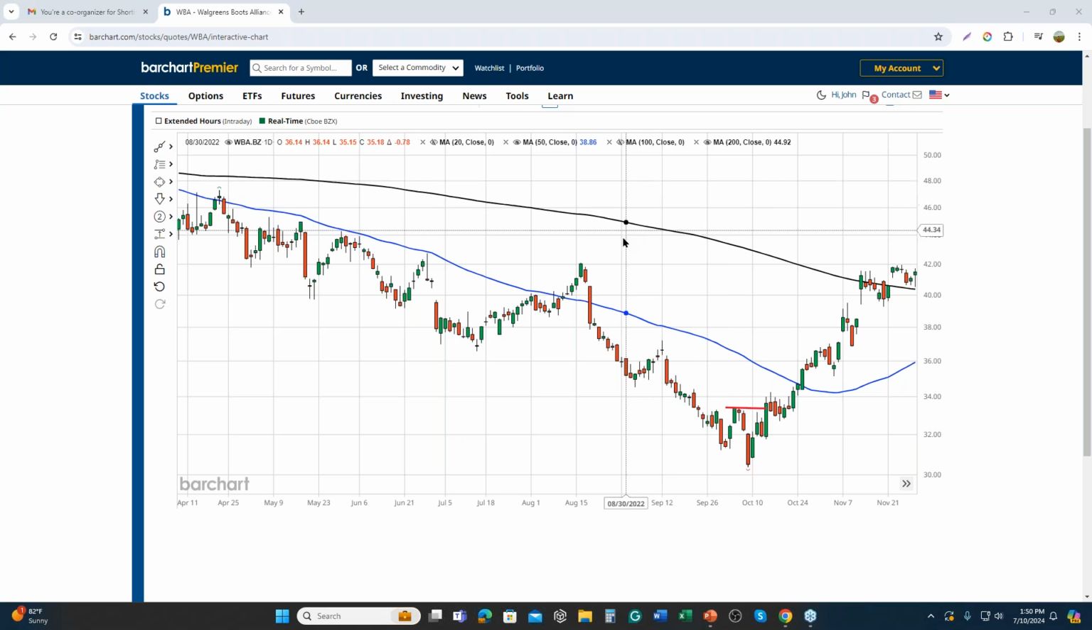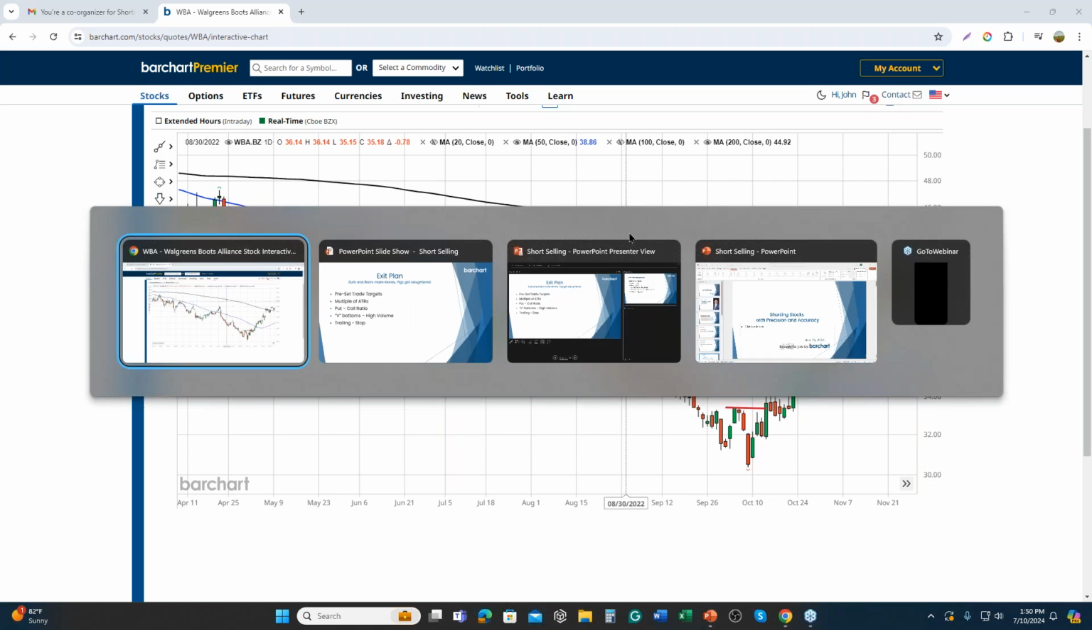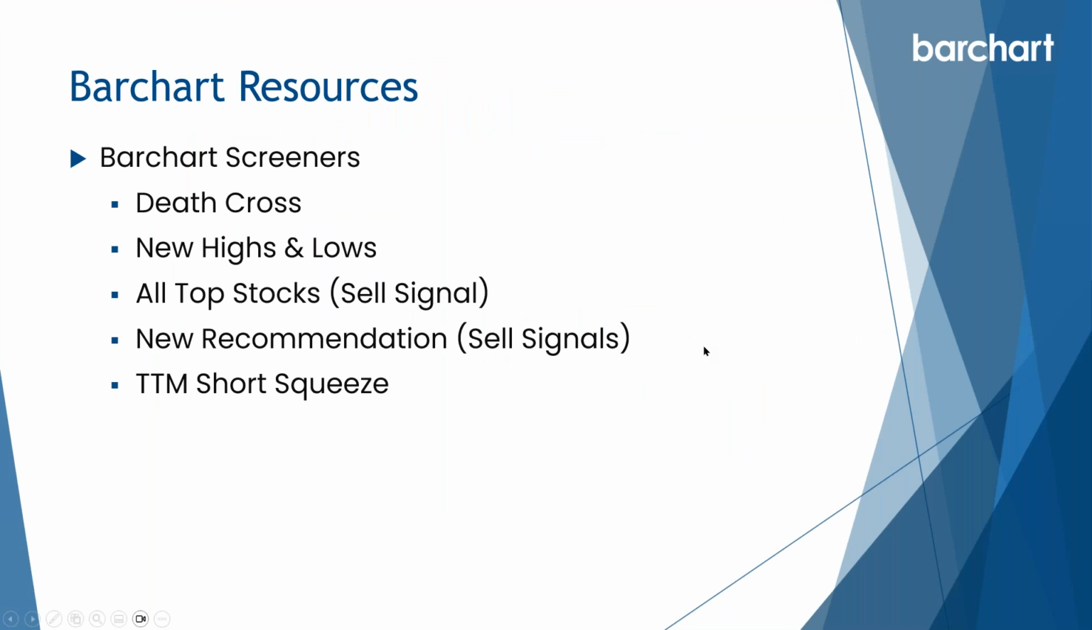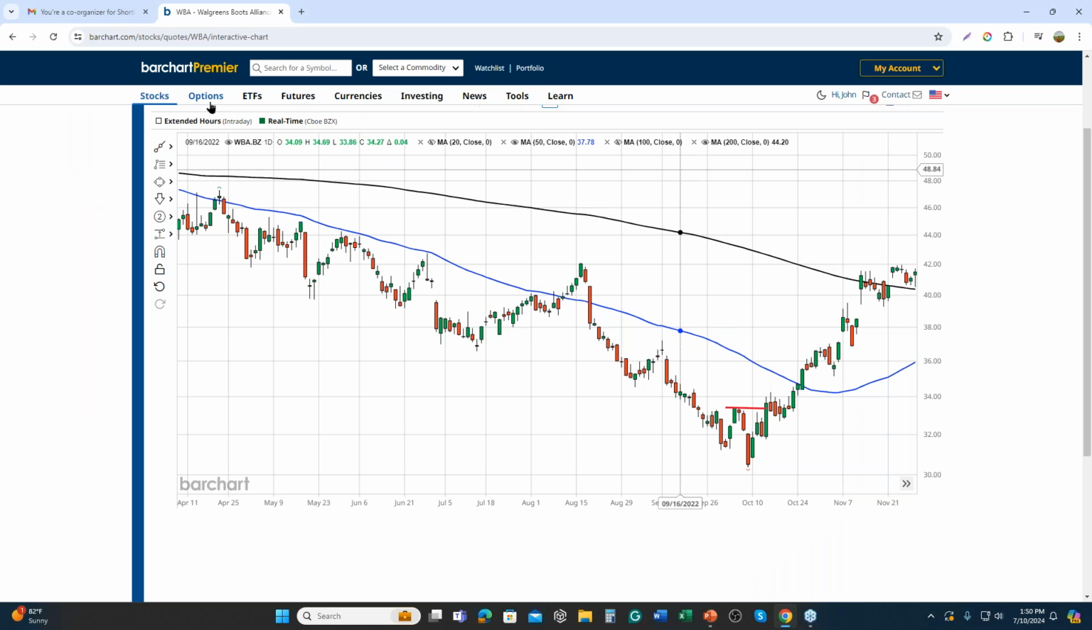All right, so let's talk about some resources that we have at Barchart and how you can use them. So here's a slide that talks about those different resources. So let's talk about the first one.